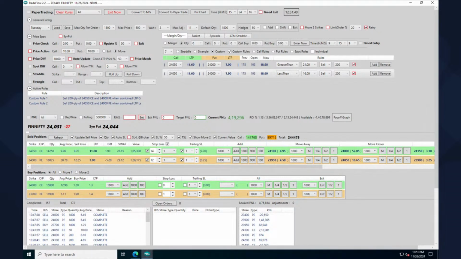So total orders are about 330 right now, which are definitely quite high. But that's a problem with the selling, right? You need to buy hedges also, otherwise you'll not get the margin.